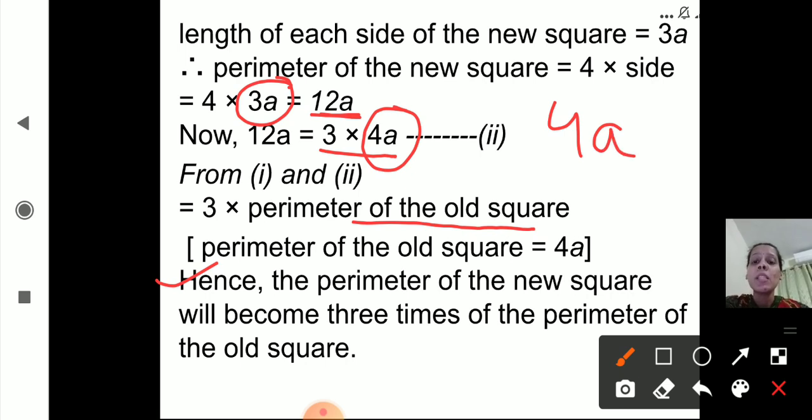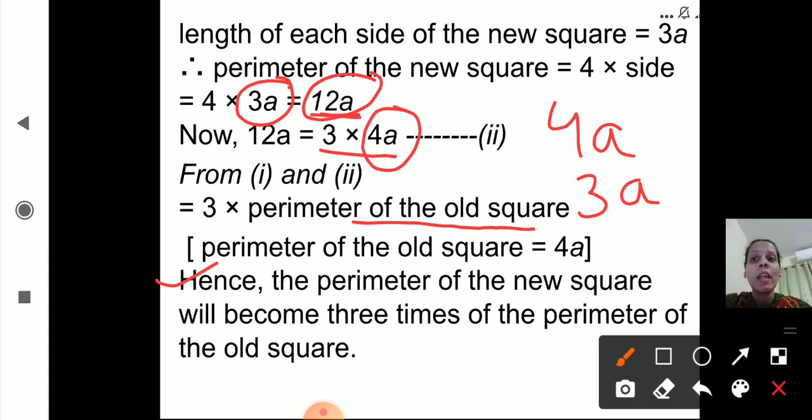Now if the side of a square is tripled, it means it is 3A. Now if the side of a new square is 3A, what is its perimeter? 4 multiplied by side means 4 multiplied by 3a. So 4 3s are 12a. Okay, this is the perimeter of the new square.